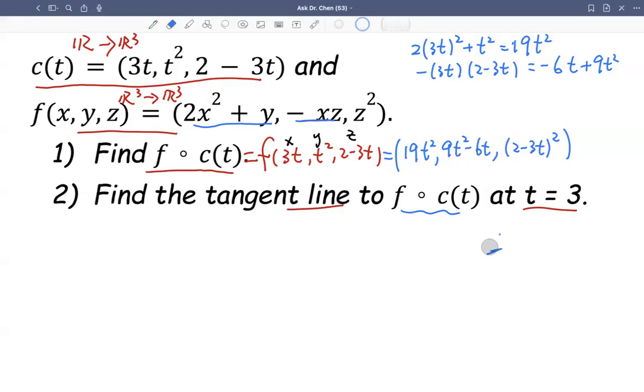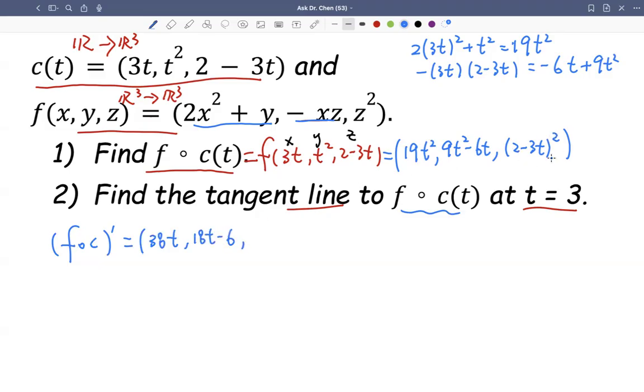Okay, so first we need to find a derivative. Derivative of f composed with c. So we look at this, we just take the derivative in terms of t, right? So this one we can think of as the first component of f, second component of f, third component of f composed with t. So 19t squared, take a derivative. We get 2 times 19, which is 38. t raised to 2 minus 1, which is t. The second term, 9t squared minus 6t, take a derivative, we get 18t minus 6.